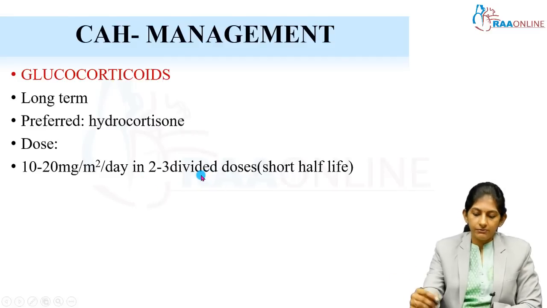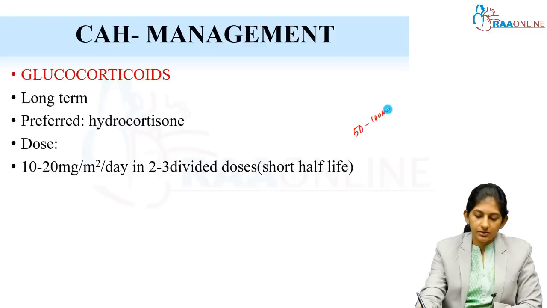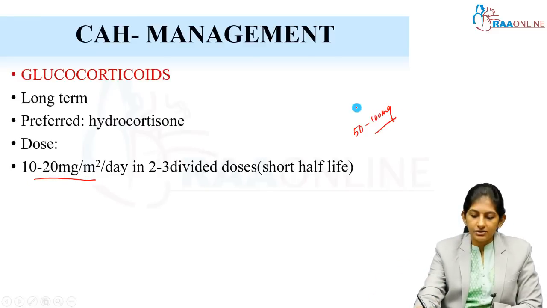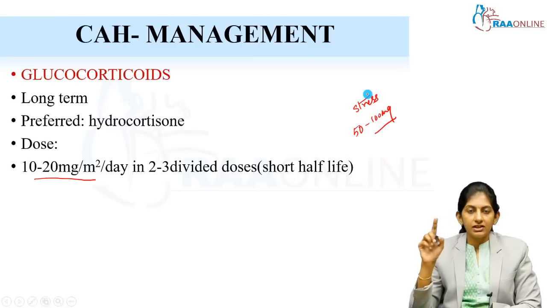Stress dose will be 50 to 100. Just remember, 5 times the basic dosage is going to be the stress dosage. Stress dosage we give when the patient presents to us with adrenal crisis. Otherwise, we give 10 to 20 milligram per meter square per day divided in 2 divided doses.